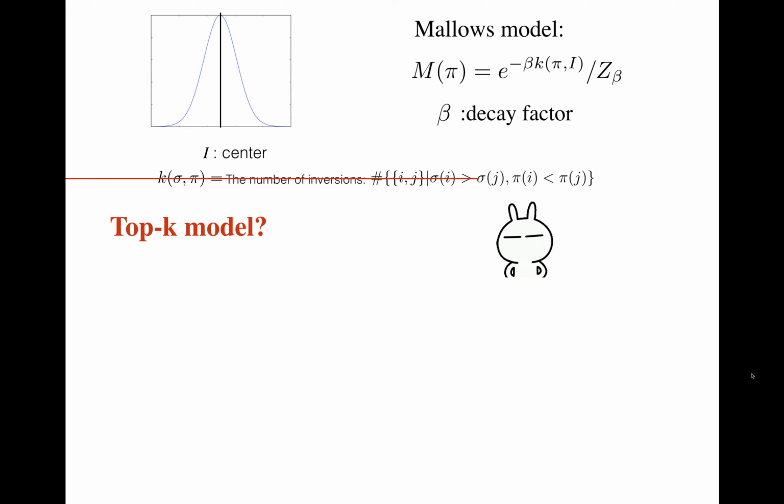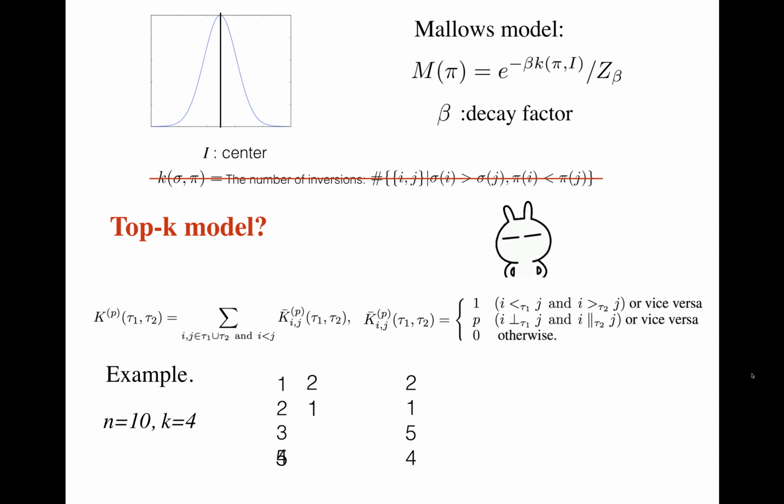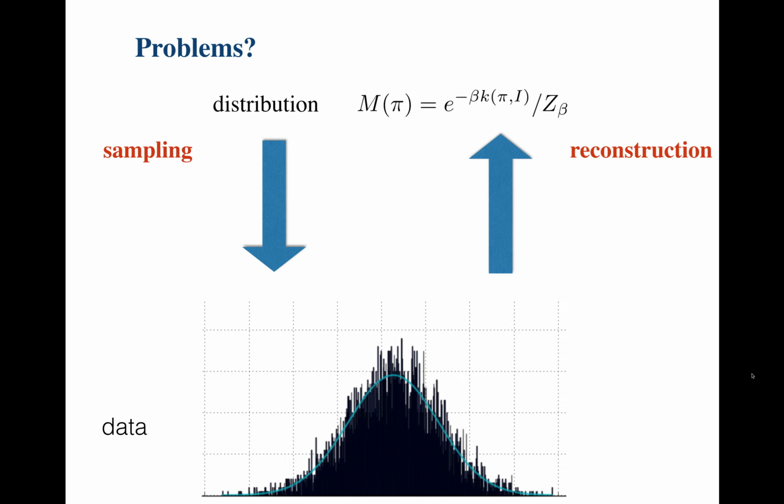So we change the definition of the Mallows model by changing the definition of the distance. We give different weight for the inversions that happen inside a center and for bringing in the objects that are outside the center. The inversions that happen outside the center are free.